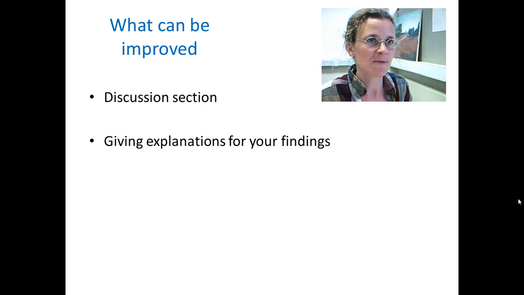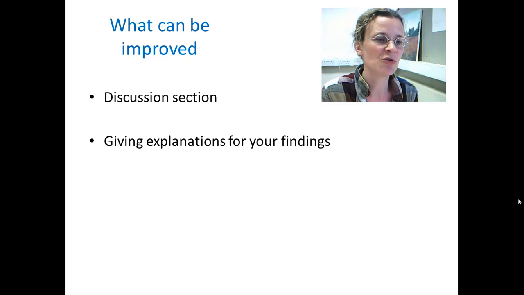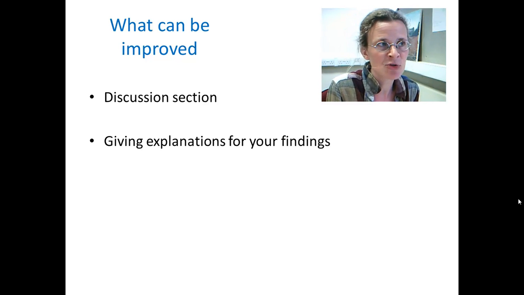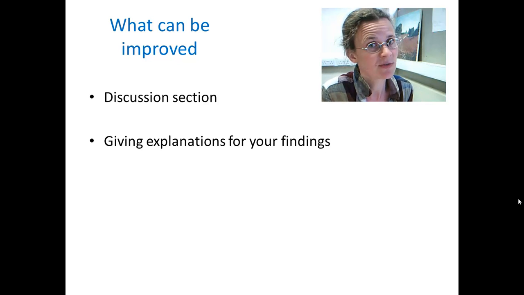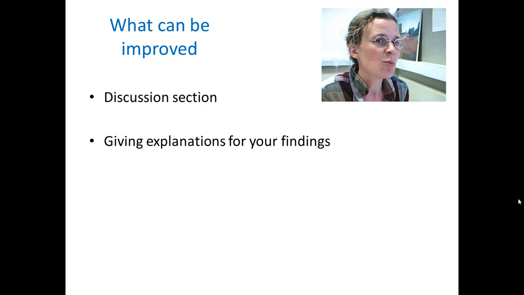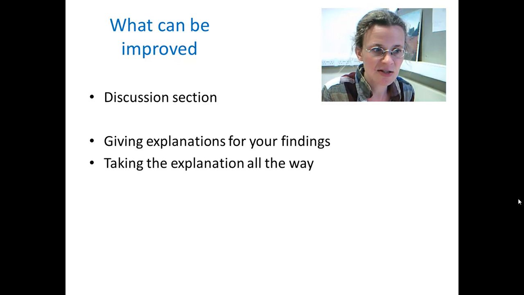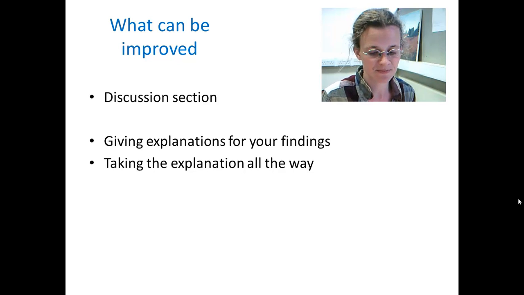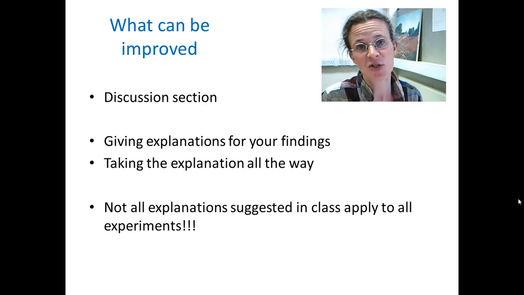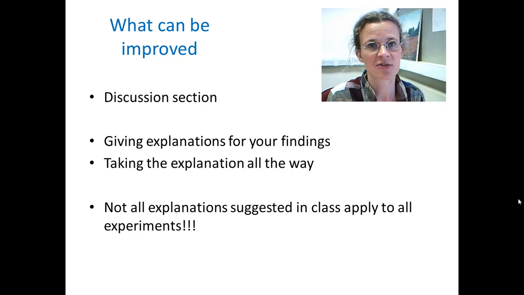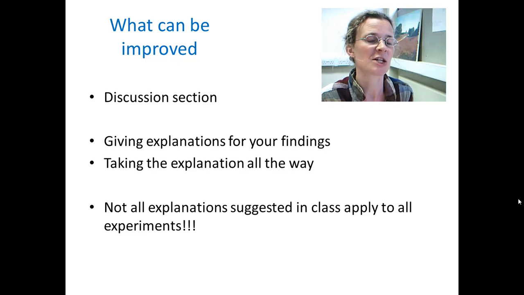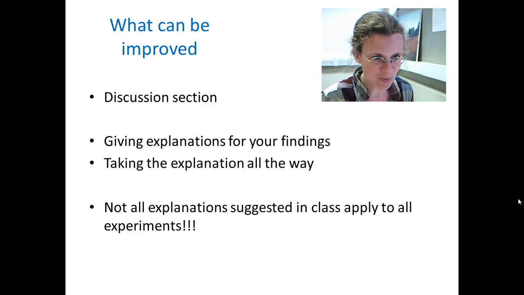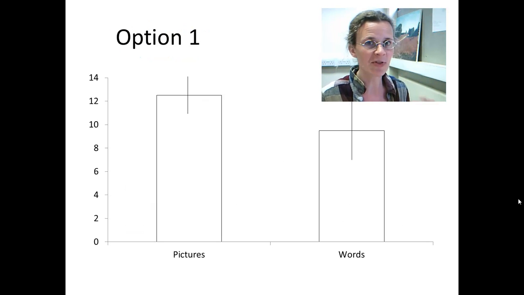So when you've got your findings, in a discussion you need to explain them. And as I said, in the majority of the studies we did not find a picture superiority effect. So why is that? And, very important, take your explanation all the way, really fully develop it. In class we talked about several possible explanations for why you didn't find a PSE, but not all those explanations apply to each study, so be very careful. And I've put here several options of possible things that you could find.